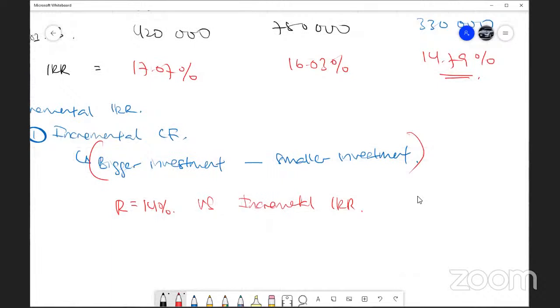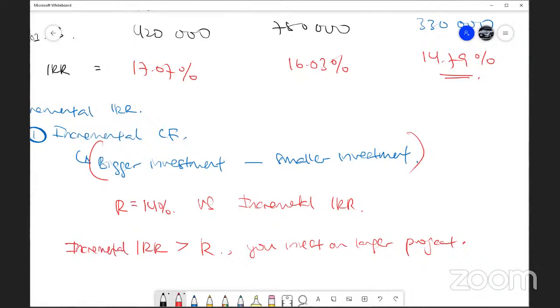If your incremental IRR is higher than your required rate of return, what you do is you invest in the larger project. If incremental IRR is more than required rate of return, you invest in the larger project. So in this case, 14.79 is more than 14%. So you invest in the larger project, the new submarine project.